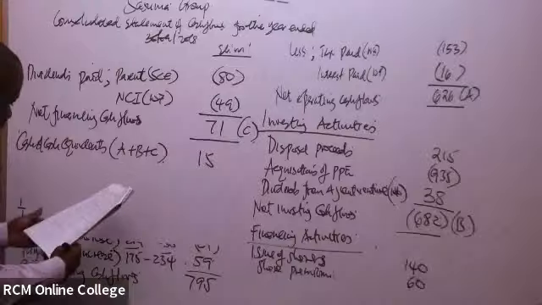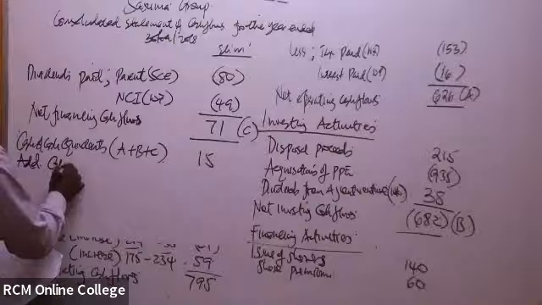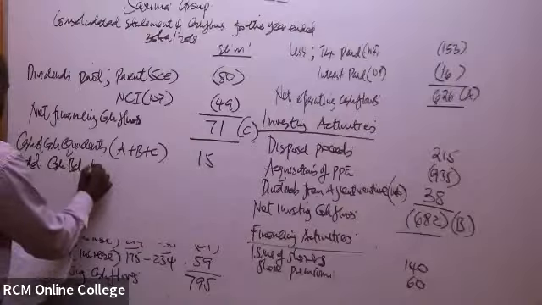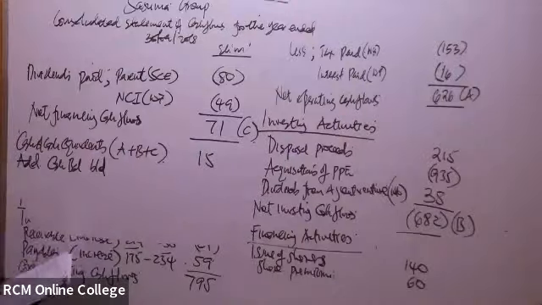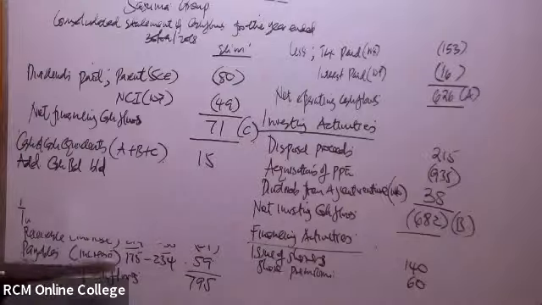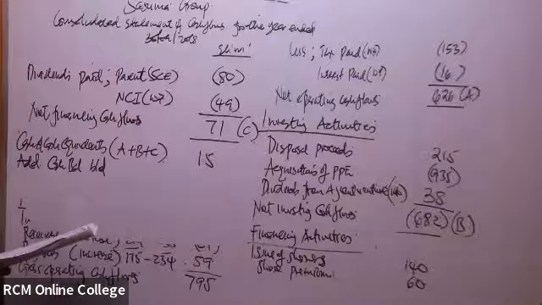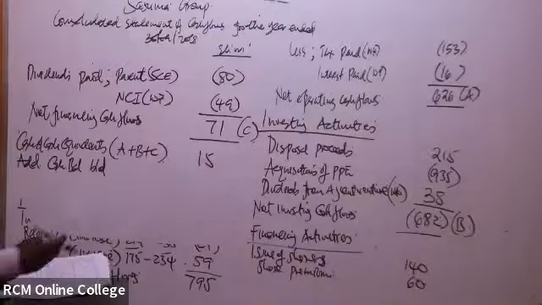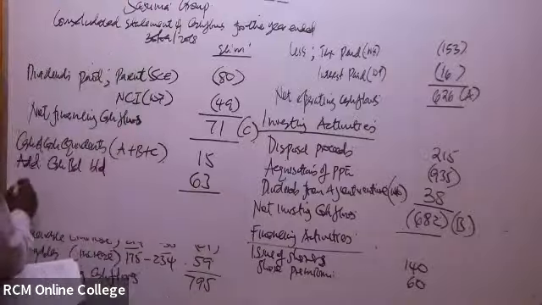Then in this case, you add the cash balance at the start of the year. Add the cash balance brought down at the start. How much is the cash balance brought down at the start of the year? Casti says 63. It is actually 63. Yes, it is 63.